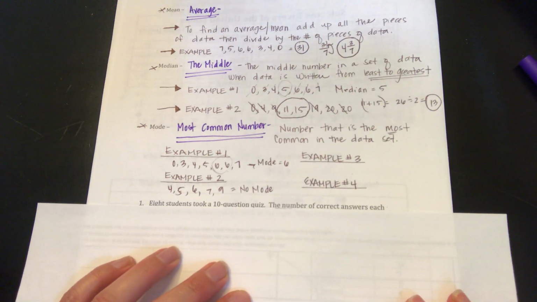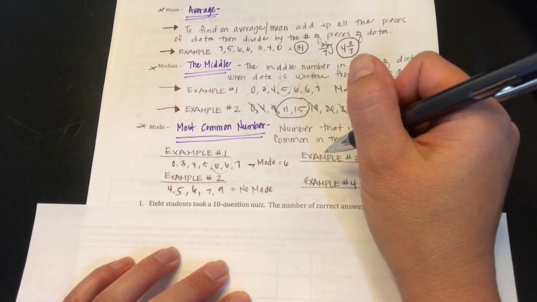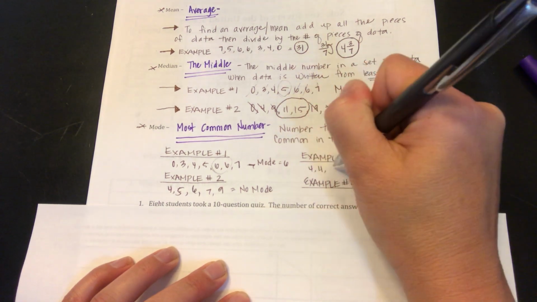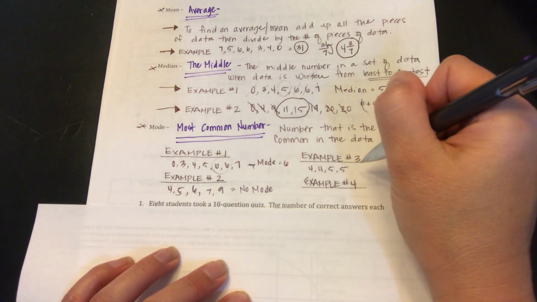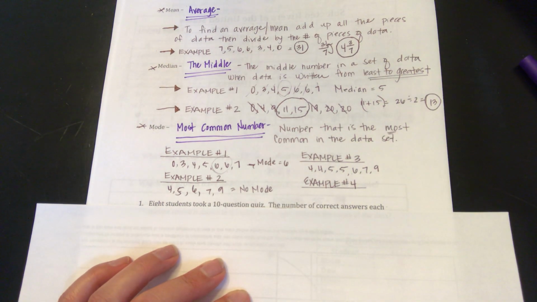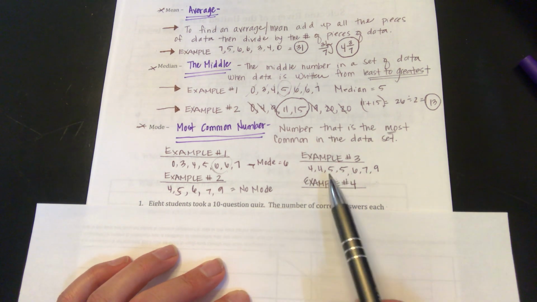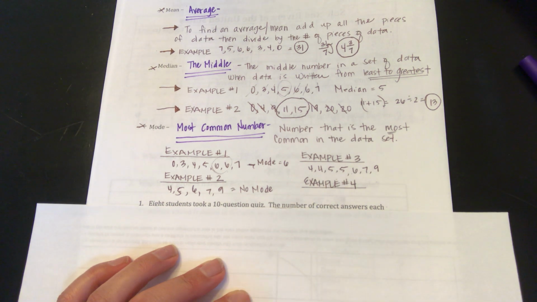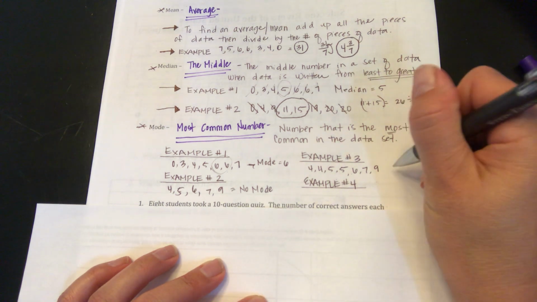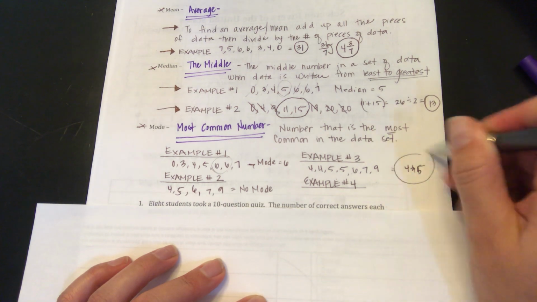In example 3, I'll slide that over a smidge. I've got 4, 4, 5, 5, 6, 7, and 9, okay? And we've got 2 4s and 2 5s, exactly 2 4s and exactly 2 5s, so not one of them is more common than the other. So the mode for this would be 4 and 5, okay?